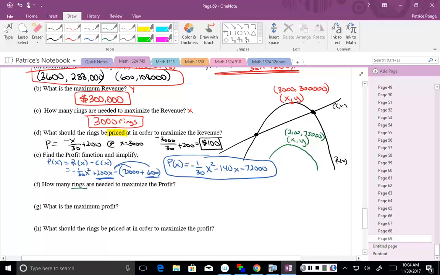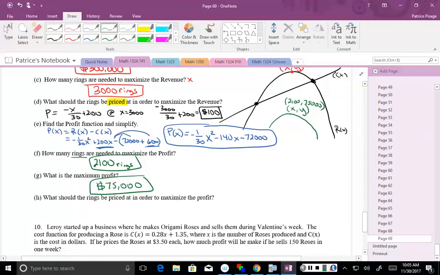So it says how many rings are needed to maximize the profit. That's the x value. What is the maximum profit? That's the y value, $75,000. And then what should the rings be priced at? There's that price equation again. So I'm going to write the price equals negative x over 30 plus 200. What should they be priced at in order to maximize the profit? So I'm going to plug x equals 2,100 in this time. And I get that they need to be priced at $130 each.